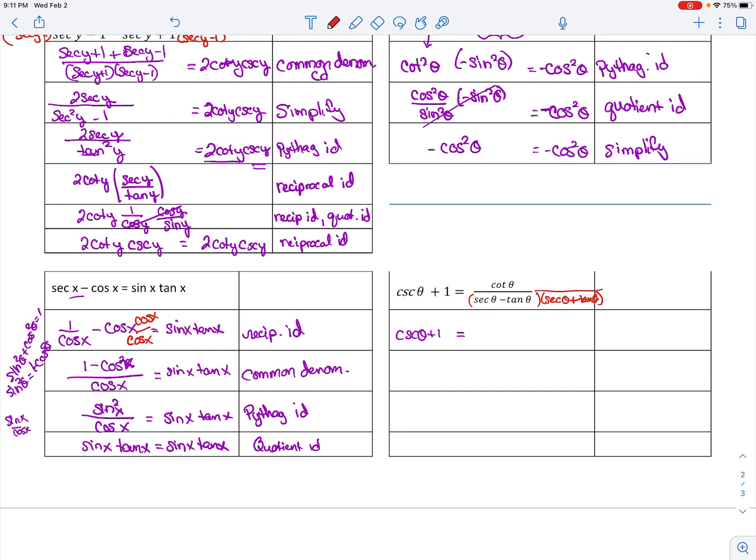We multiply the numerator and denominator by the secant of theta plus the tangent of theta over the secant of theta plus the tangent of theta. We've multiplied by 1, and that's going to change things for us because now in the numerator we will have a cotangent of theta times the secant of theta plus tangent of theta.